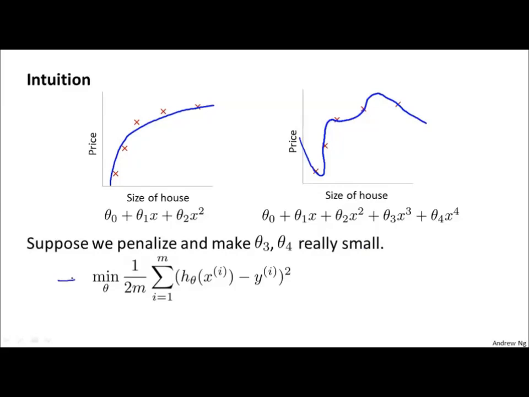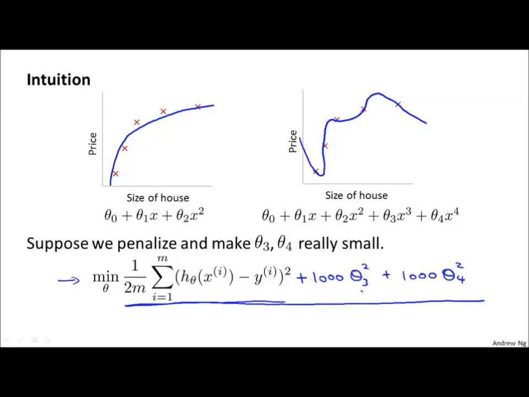Here's what I mean. Here's an optimization problem where we minimize our usual squared error cost function. Let's say I take this objective and modify it by adding plus 1000 theta 3 squared plus 1000 theta 4 squared. 1000 I'm just writing down as some huge number. Now, if we were to minimize this function, the only way to make this new cost function small is if theta 3 and theta 4 are small, right? Because otherwise, if you have 1000 times theta 3 squared, this new cost function is going to be big. So when we minimize this new function, we're going to end up with theta 3 close to 0 and theta 4 close to 0. And that's as if we're getting rid of these two terms over there.